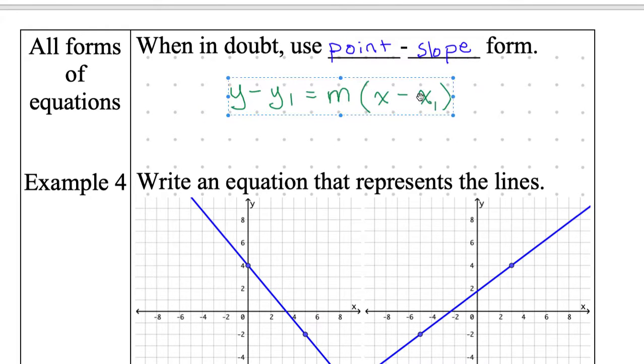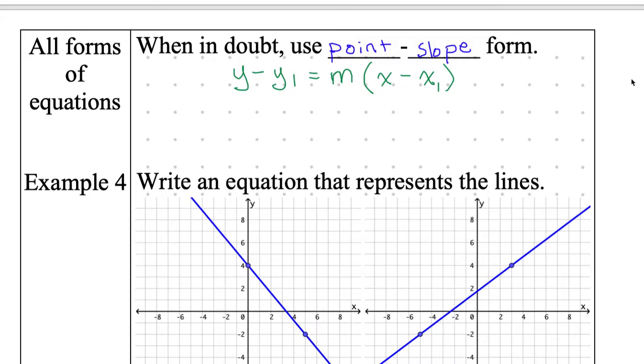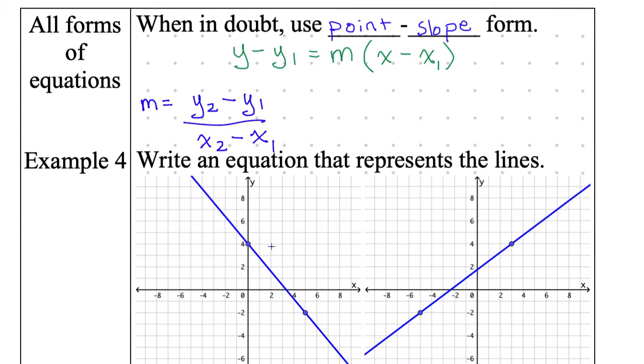As a review, let's list Kira's formula again. Kira, can you give us your formula for finding slope? Y2 minus y1 over x2 minus x1. Thank you. All right, make sure that you have that memorized. That will help you find the slope. Generally find the slope and then plug in a point. And you could plug in any point that you want this time.